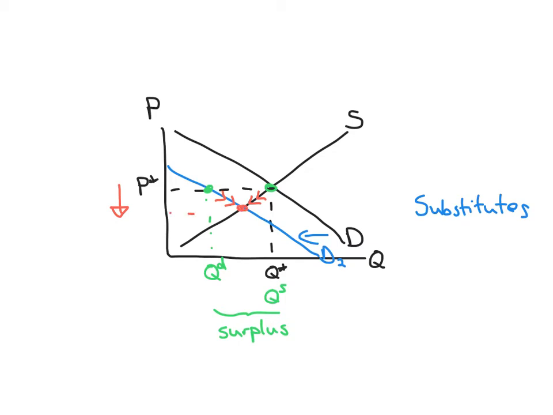Eventually, the price will stabilize once the surplus is gone. So that'll happen when we get to P star 2. And again, that's where quantity demanded and quantity supplied will be once again in balance, equal to each other, or in equilibrium.